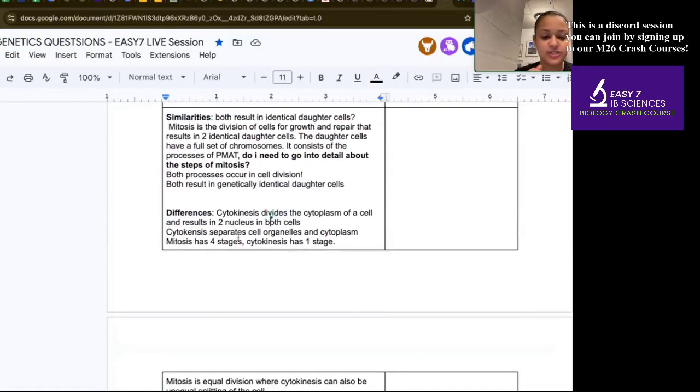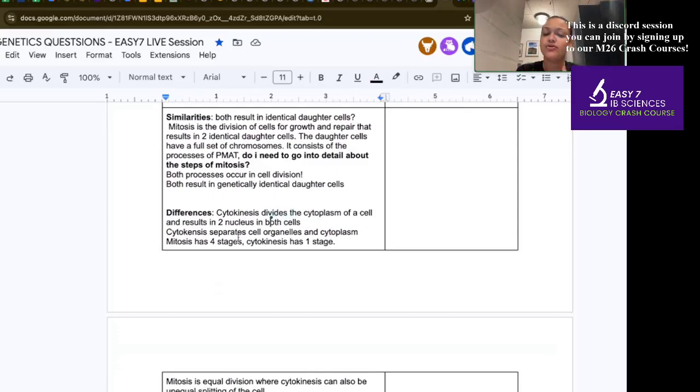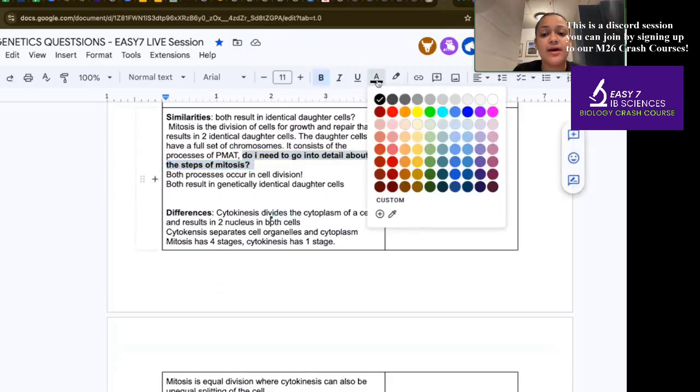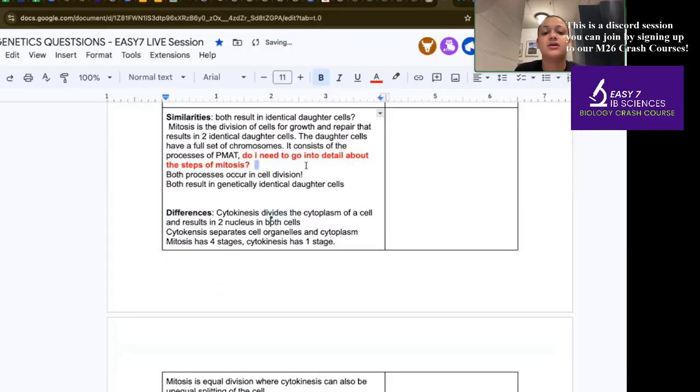Now, this structure of similarities and differences is really good for your 4-mark questions, for your 3-mark questions, but for your 8-mark questions, you want to write out everything, okay? And have you asked here, do you need to go into detail about steps of mitosis? Actually, I would just do it. The reason why I would just do it is because you never know what's going to end up on the mark scheme, okay?